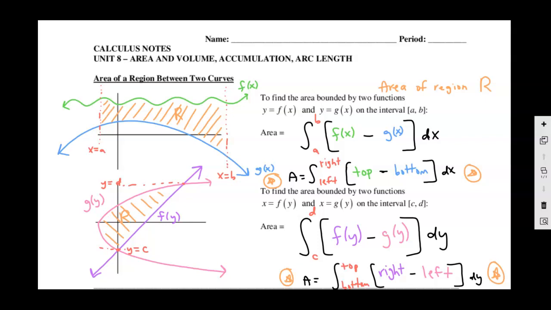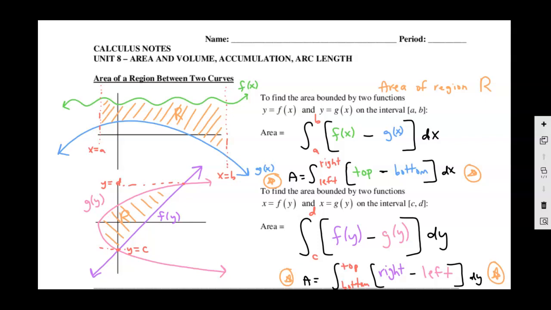So if we have just this top part, if we have this area, we have the top function, which is in green. We have that bottom function, which is in blue. And then if we wanted to find the area of region R, which is the region in between those two functions, how could we do it? Well, we know if we integrated f, it would give us the area bounded by f and the x-axis. And I know if I integrated g, it would give us the area between g and the x-axis. How could I find the area in between the two?